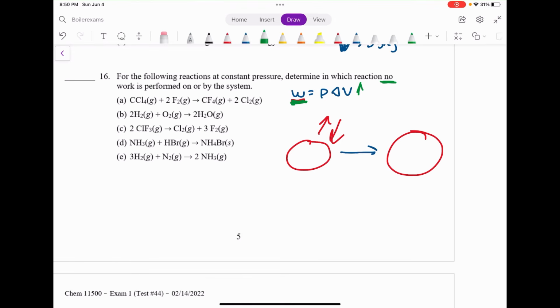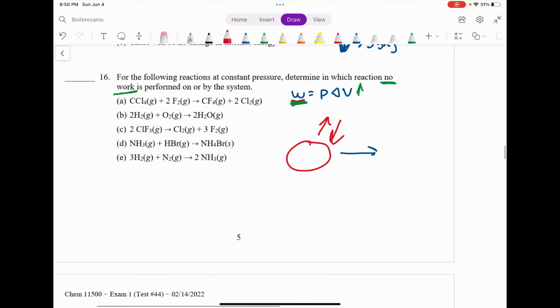We want a condition in which no work is performed. So we want the same size vessel, same size balloon. So how do we get a situation where we have the same amount of gas before and after? Well, we look at the stoichiometric ratios, because we know reactions proceed always in stoichiometric ratios. In A, we have 3 moles of gas forming 3 moles of gas. So that one's probably our right answer.